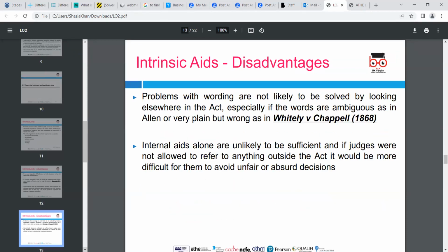Intrinsic aid disadvantages: problems with wording are not likely to be solved by looking elsewhere in the Act, especially if the words are ambiguous, as in Allen, or very plain but wrong, as in the case of Whiteley v Chapel, 1868. And in this case, this led to an absurd result.